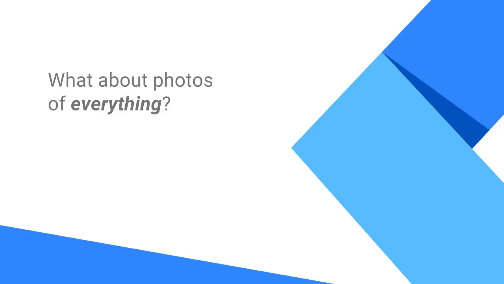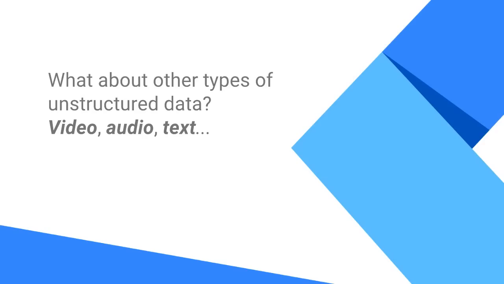And then what happens if we have photos of everything? We don't want to write specific rules to identify each little thing that we're trying to look for. And in addition to photos, we could have many other types of unstructured data: video, audio, text, lots of different types of data we'd be dealing with. Really, we want some tools to help us make sense of all of this unstructured data.